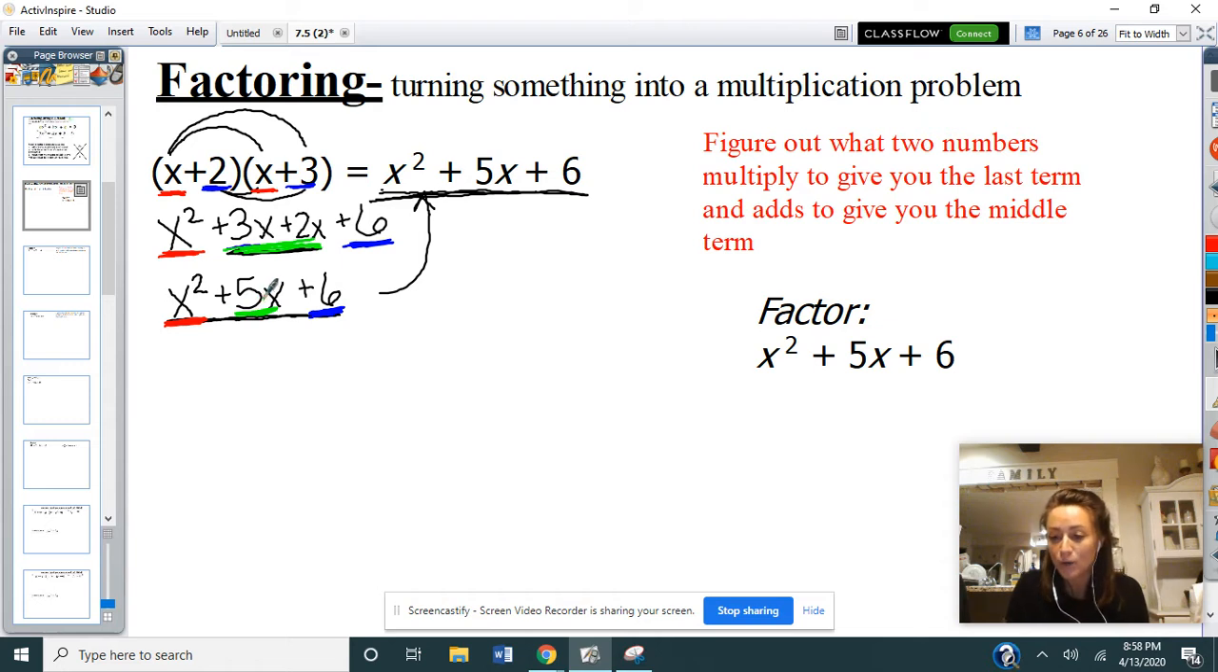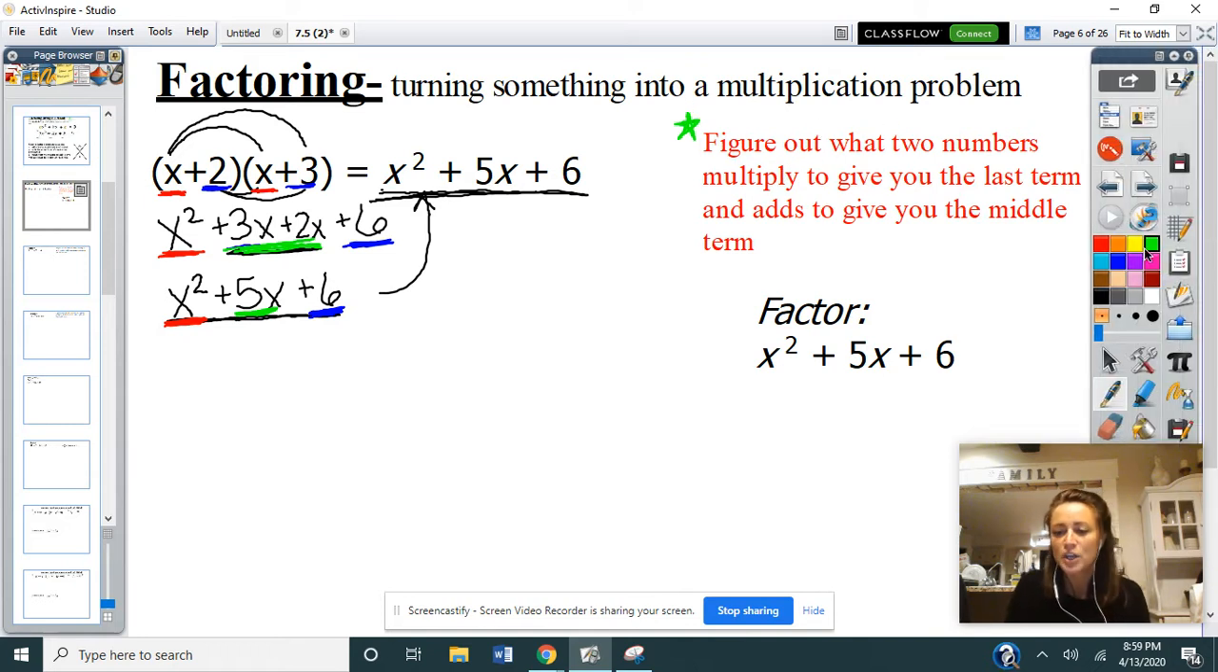So when we're going backwards, we know the first two terms that go here have to multiply to give you this. We know the last two terms have to multiply to give you the last term, but also add to give you the middle term. And that's what I have highlighted in red. So you want to figure out what two numbers multiply to give you the last term and add to give you the middle term. Let me just do an example so you can understand.